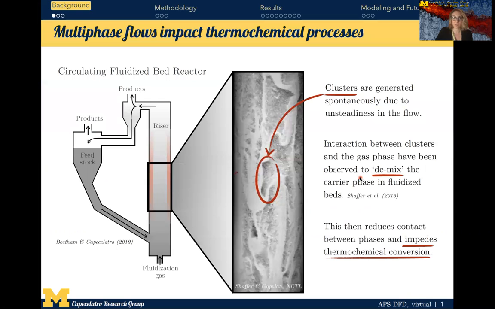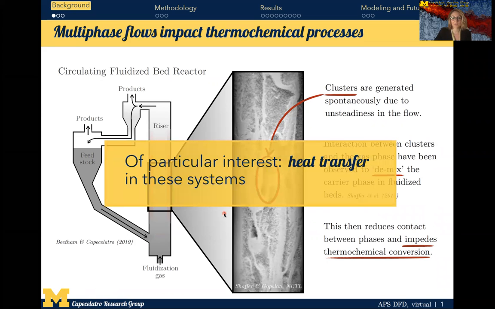As a motivating example, consider the riser portion of a circulating fluidized bed reactor. In these systems, clusters are generated spontaneously due to unsteadiness in the flow, and interaction between clusters and the gas phase has been shown to demix the carrier phase in fluidized beds. Because of this demixing, there's reduced contact between the phases, which impedes thermochemical conversion. Because of this, we are particularly interested in the heat transfer that occurs in these types of systems.